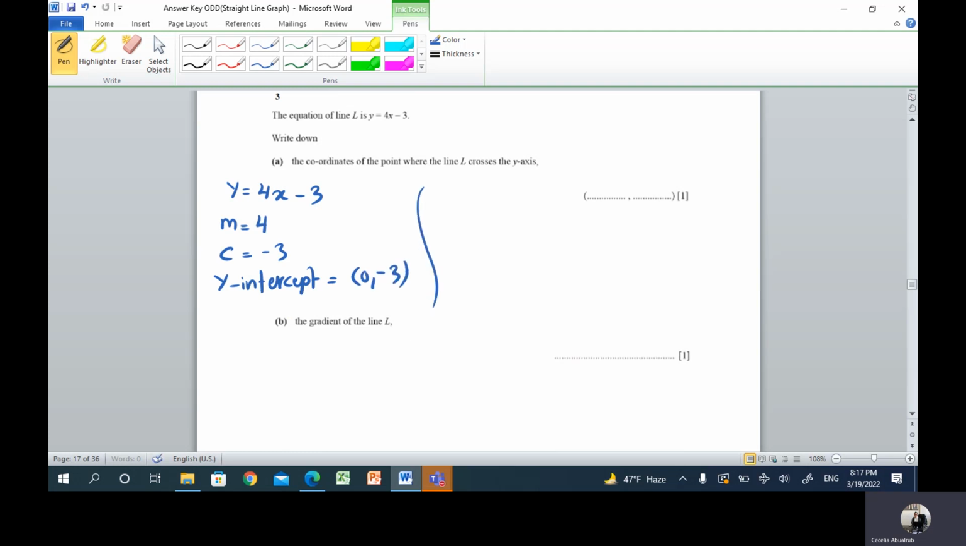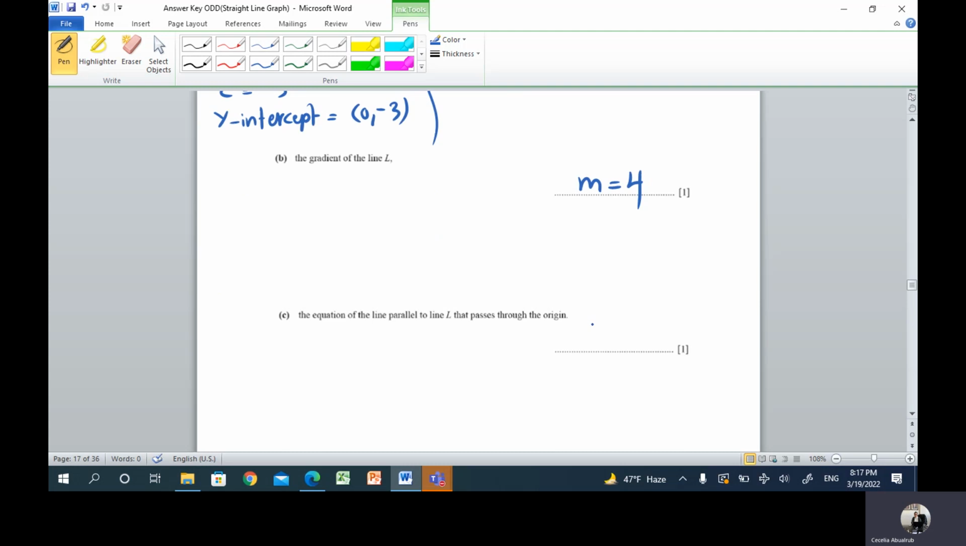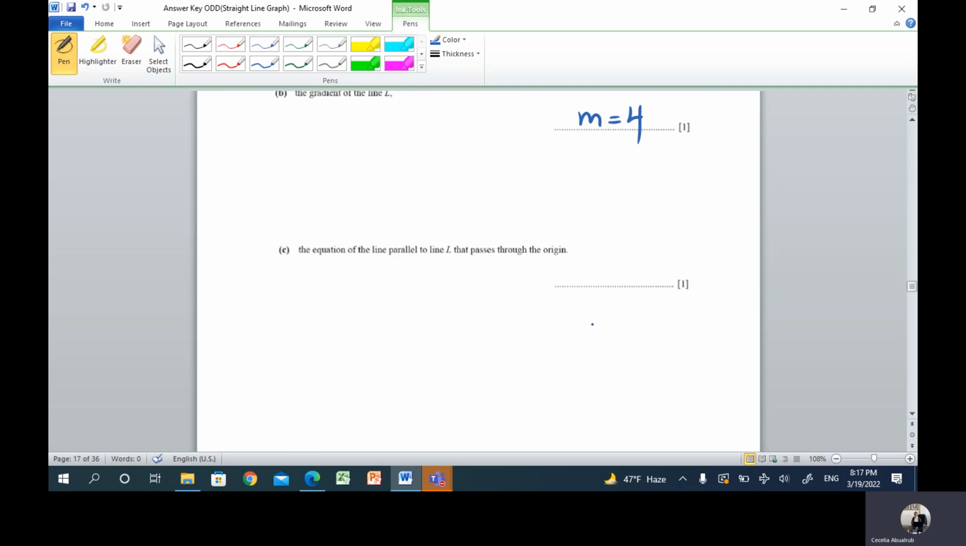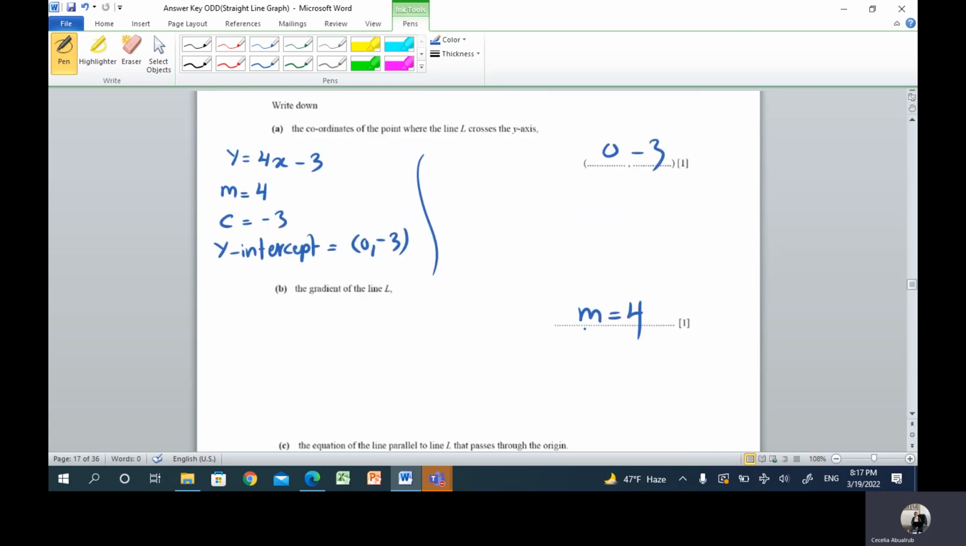Write down the coordinates of the point where the line crosses the y-axis. So we know that it is (0, -3). The gradient of line L, so m is equal to 4. We already answered this and we explained why. The equation of a line that is parallel to L and it's passing through the origin. So I'm going to answer this question here.